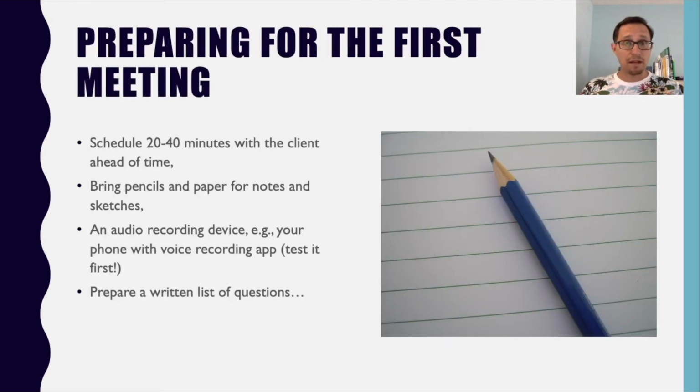Okay, let's talk now about preparing for the first meeting. So the first thing you should do is schedule a time with your client. I'd say for the first meeting, 20 minutes minimum, 40, maybe even an hour. But it's hard to say exactly what time you'll need. So I'd say within that range; it could be a first short meeting. You will be having another meeting. You could have multiple meetings, follow-up meetings. But of course, be sensitive to your client's needs as well.